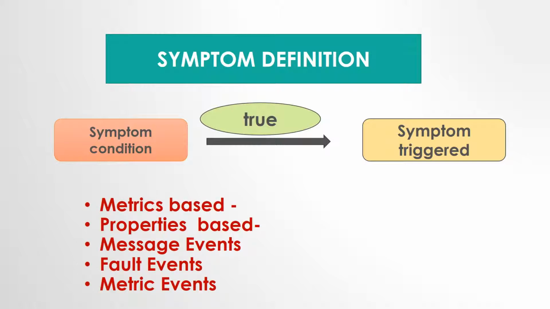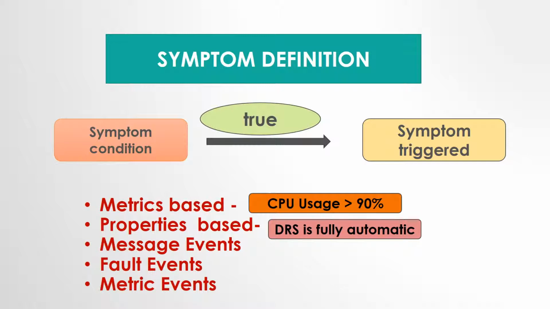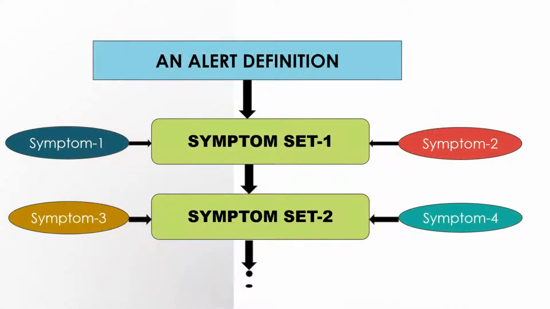You can add symptom definitions based on metrics, properties, message events, faults, and metric events. You can add symptom definitions like metric based conditions such as usage greater than 90% or property based conditions such as if DRS is fully automatic and many others. And when you add this symptom definition to an alert definition, then it becomes part of a symptom set. Symptoms are made up of single condition of an object, so multiple symptoms can be grouped into symptom sets.